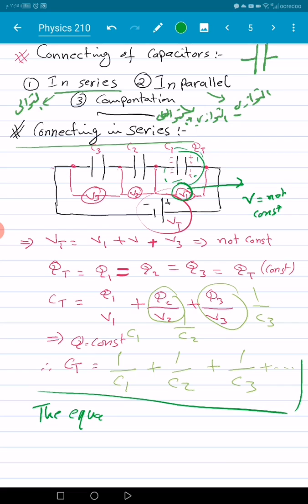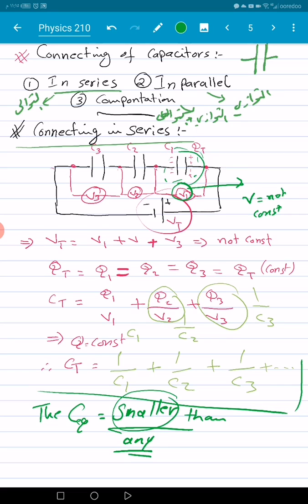The equivalent is smaller than any one in the circuit. So it's very small, it's the smallest one in the circuit. And this kind of connection is used to make the equivalent small.